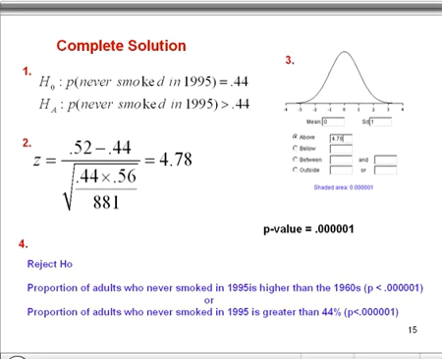So we are looking for the area above a z of 4.78. This area is so small that the shading does not even appear on the graph of the online calculator, but the p-value is given in the bottom in blue. Since the p-value is incredibly small, it is very unlikely that this result could be attributed to chance. So we decide to reject the null hypothesis and go with the alternative. We conclude that the proportion of adults who never smoked in 1995 is higher than it was in the 1960s.